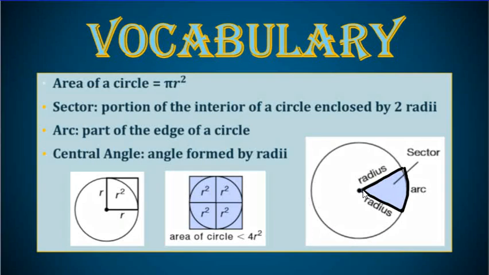And then we have an arc. It's part of the edge of a circle. So the arc is just part of the perimeter of a circle. And then we have the central angle. That's just the angle formed by the radii. So right here would be the central angle.